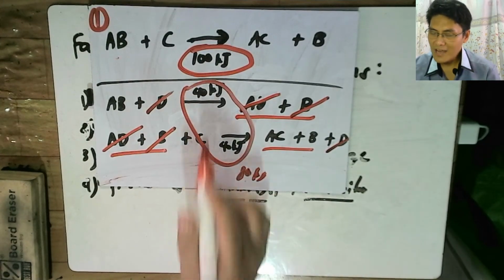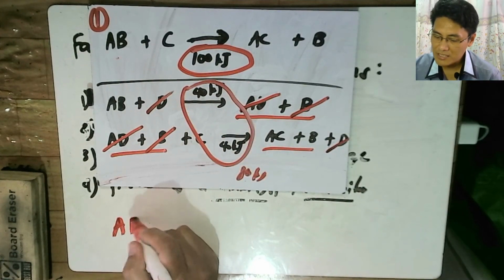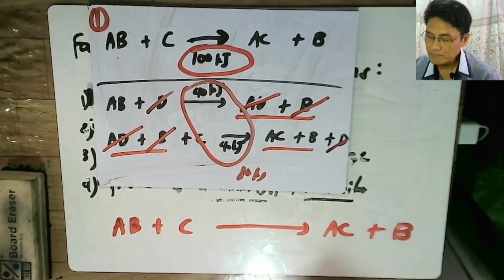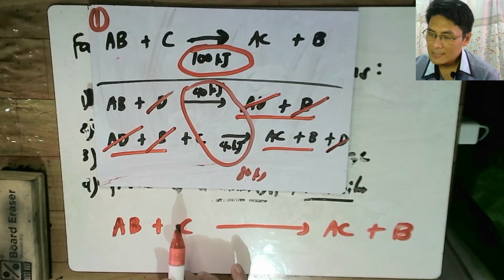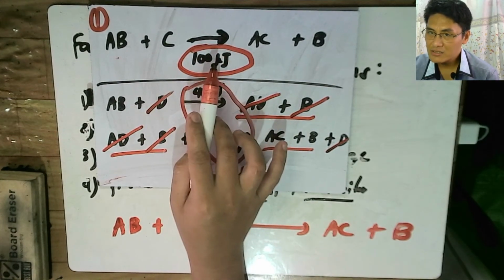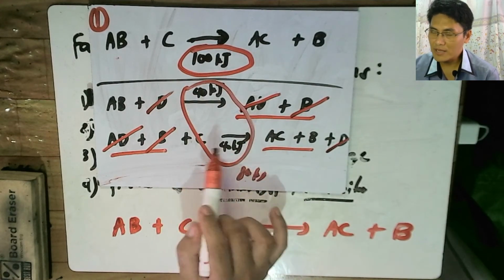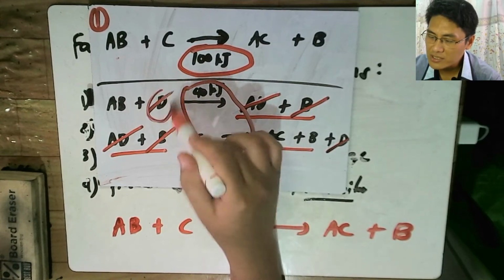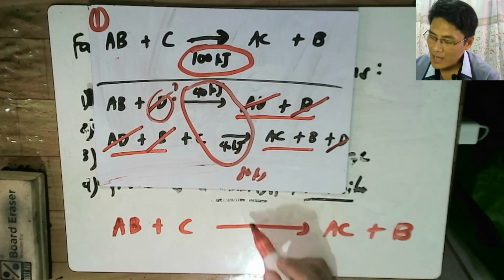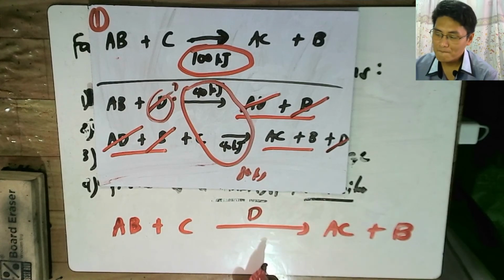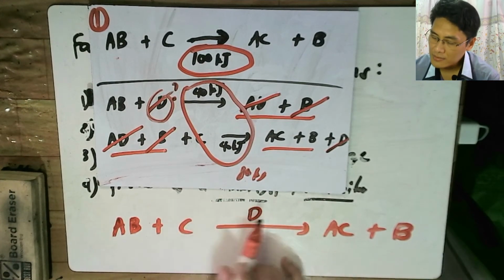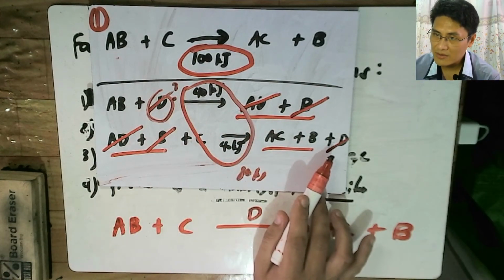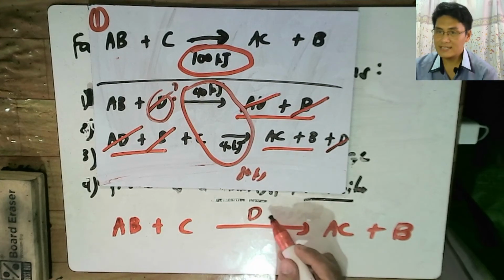So now when you rewrite this equation, you would say A plus B plus C is equal to AC plus B, right? But guess what? You don't want this because it takes more energy. You want this part. But what did you do in order to enable this? You use D. So now you put D here. Okay? Think of D as temporarily used, but it also cancels out on the reactant side. So now this is a catalyst.